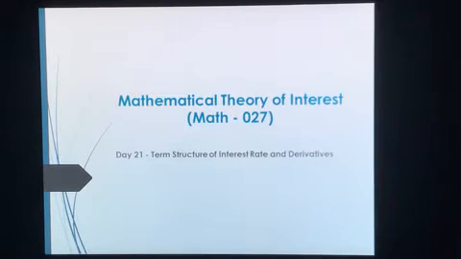So basically in today's lecture we will discuss the term structure of the interest rate and derivatives. We will discuss what the important components of the interest rate are, and we will define what a derivative is and how it works, and what the important functions of derivatives are. All these things we will discuss in detail in today's session.